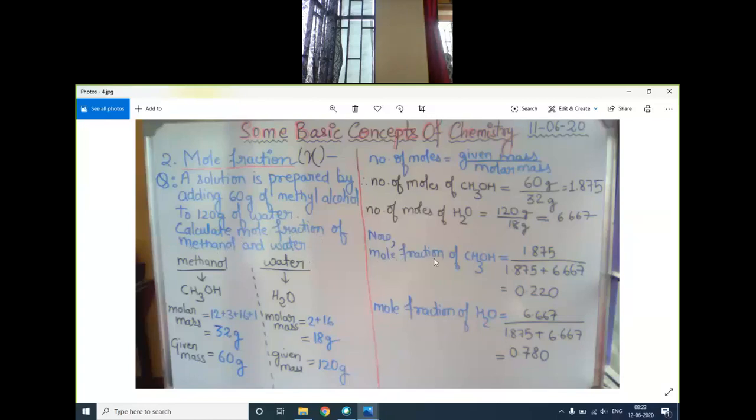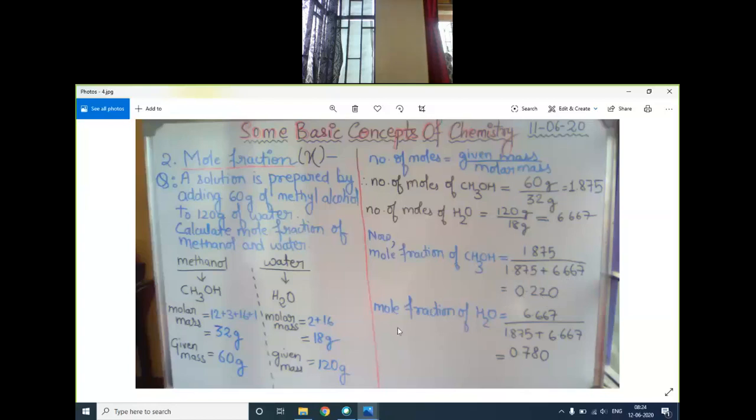So mole fraction of methanol will be, we know the formula, mole fraction of methanol, we are calculating for methanol. So we will put number of moles of methanol. So number of moles of methanol, it is 1.875. Whole divide by total number of moles. Since there are 2 substances only, so we will add up moles of both, 1.875 plus 6.667. Mole fraction, if we calculate of methanol, it will come 0.220.